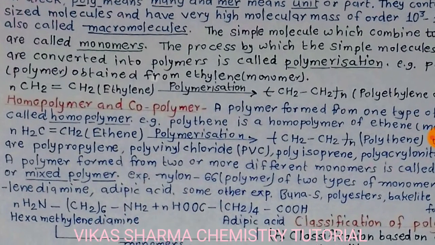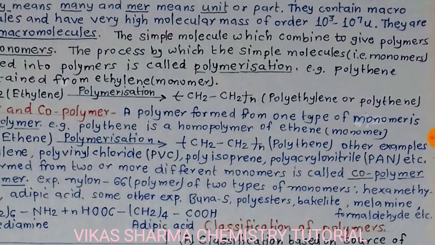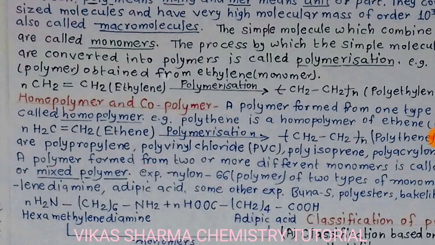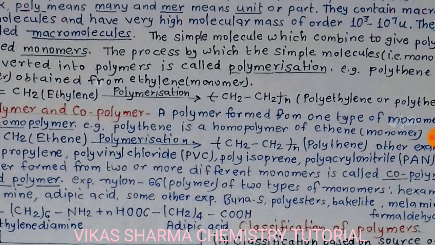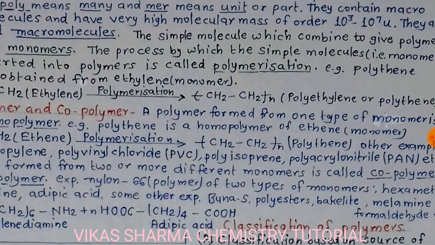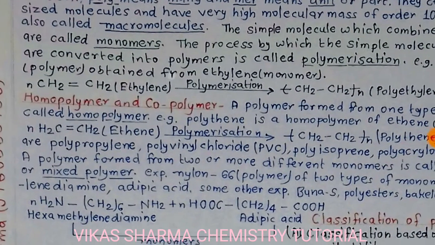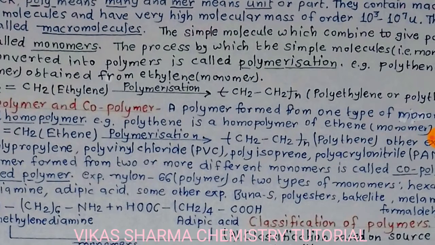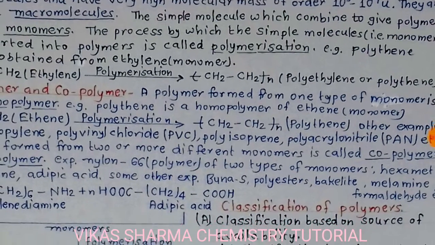A polymer formed from two or more different monomers is called a copolymer. Copolymer's second name is mixed polymer. Example, nylon 6,6. It is formed by two types of monomers. The first monomer is hexamethylene diamine and the second monomer is adipic acid. Some other examples are Buna, polyesters, bakelite, melamine-formaldehyde, etc.